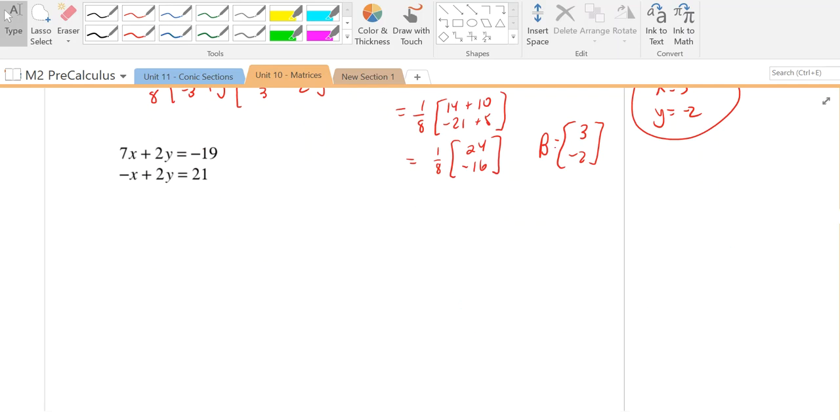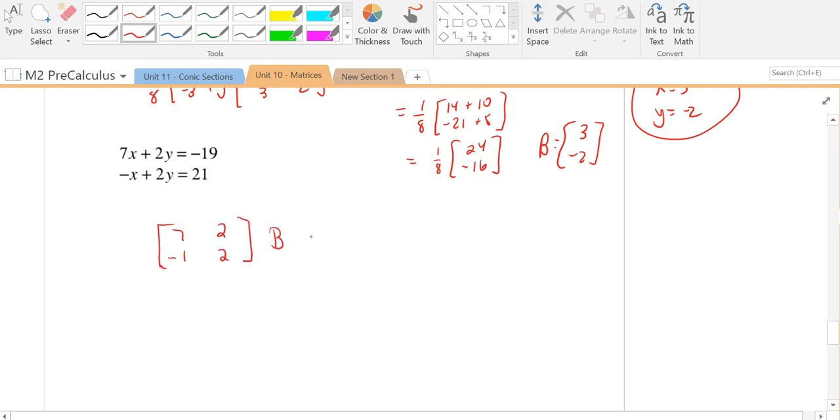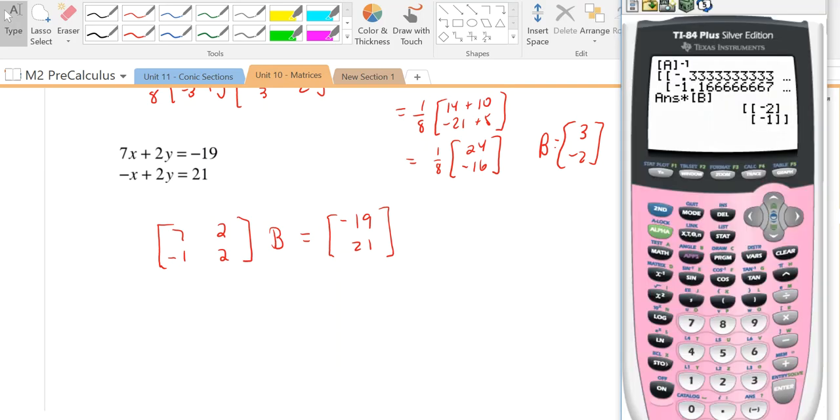Okay, so I'm going to write my matrix 7, 2, negative 1, positive 2 times some mystery B. You can use any capital letter that you'd like there. Okay, this time I'm going to use my calculator to help me out. So I'm going to go second x negative 1. I'm going to edit the pieces I had in here.